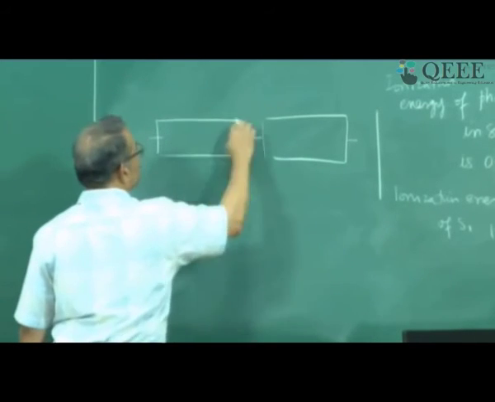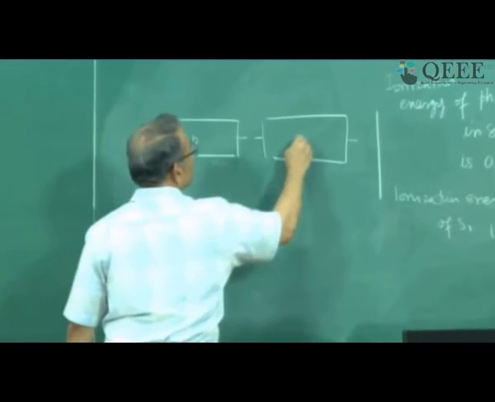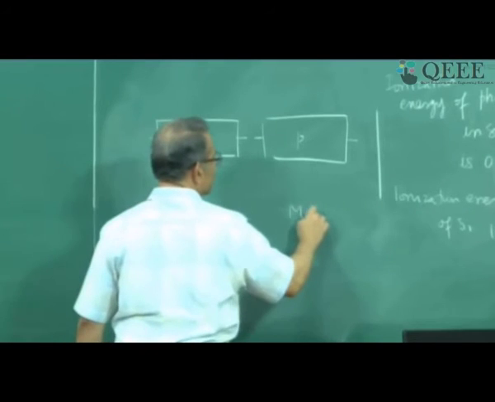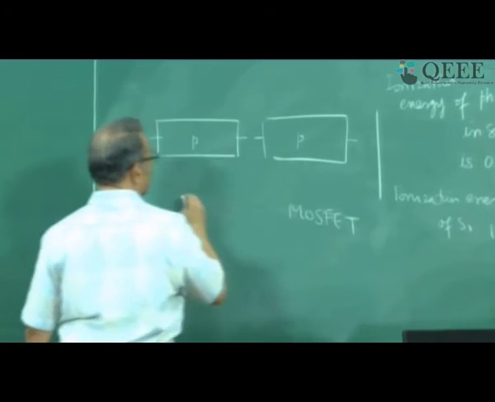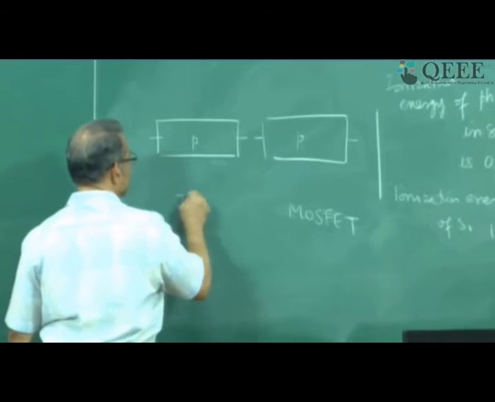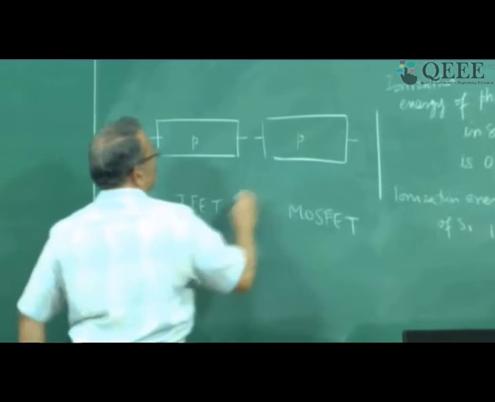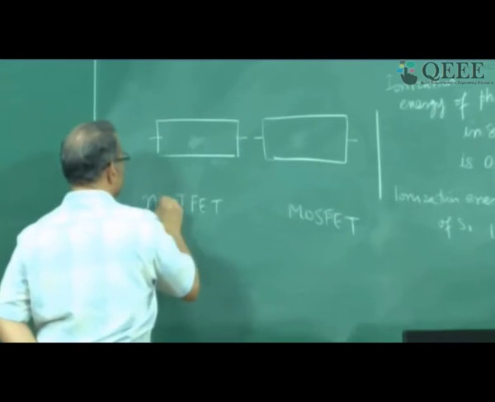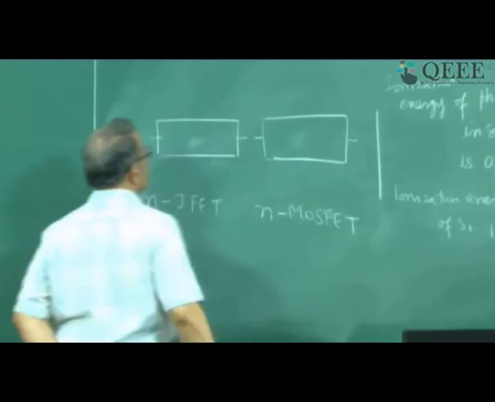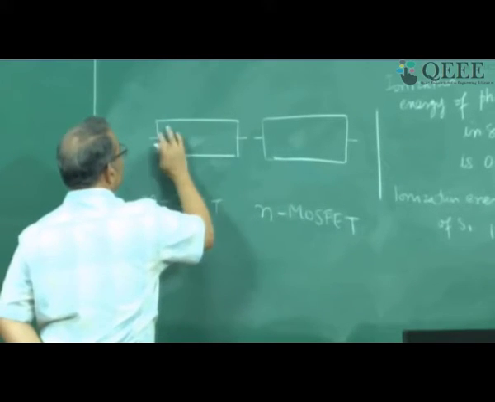Suppose I want to talk about current flow in p-type region. So say this is a MOSFET and this is a JFET. I want to talk about an n-channel JFET and n-channel MOSFET. So the n-channel JFET will look like this.